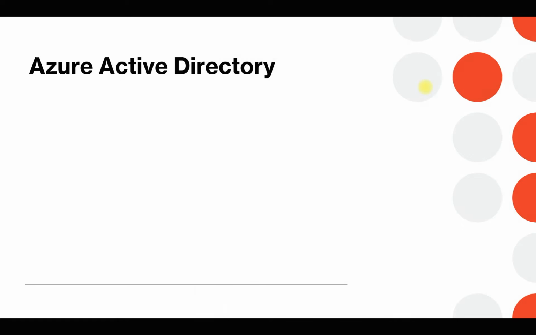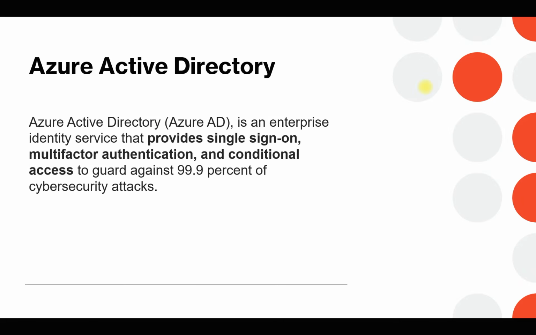Next service we have is Azure Active Directory. So what exactly is it? It is mainly used to provide SSO, that is single sign-on, and multi-factor authentication, and it can be used for conditional access, so we can protect our environment resources from cyber security attacks or from hackers.